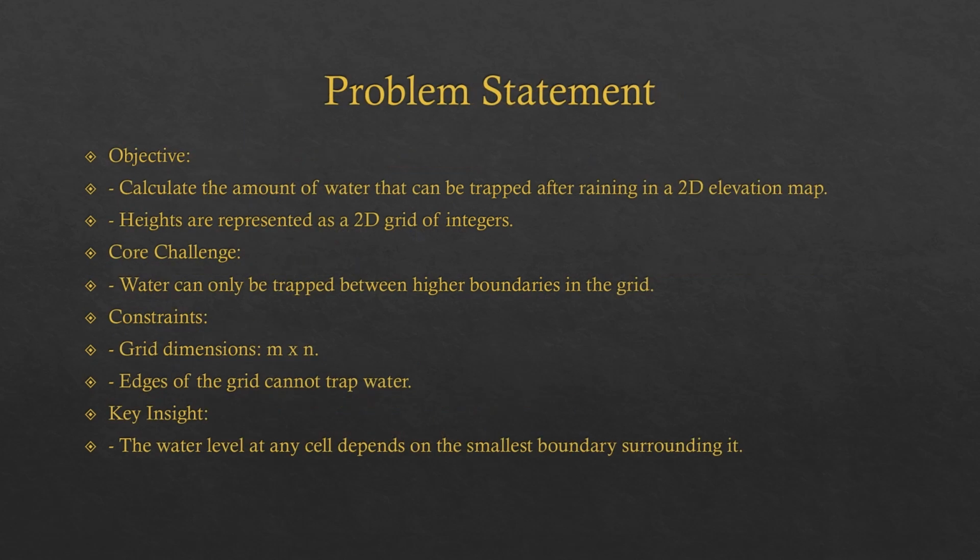Here's the problem in detail. We need to calculate the total amount of rainwater trapped after a rainfall on a 2D elevation map. The water can only be trapped between higher boundaries and the water cannot accumulate on the grid edges. The challenge is to find an efficient way to compute the amount of water trapped while respecting the given constraints on grid dimensions and boundary conditions.